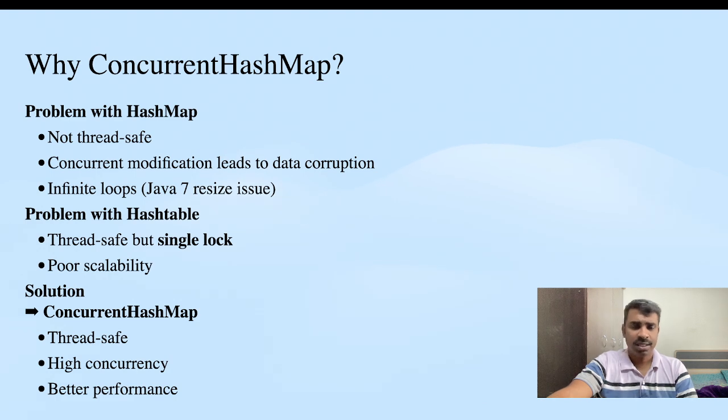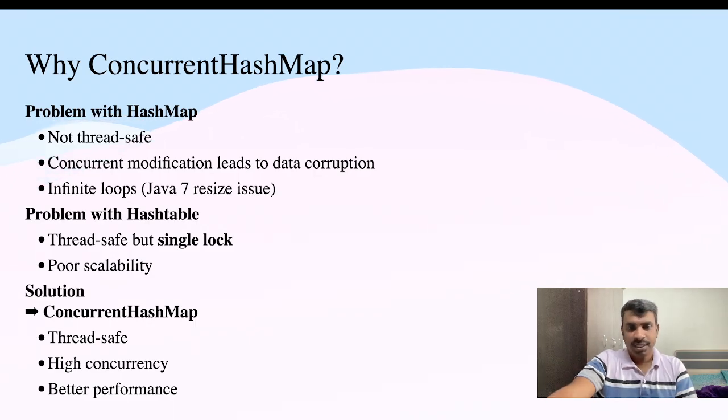Another option, Hashtable. Hashtable is thread safe, but it uses a single lock, meaning it will lock the entire table. So performance wise, it will be poor compared to ConcurrentHashMap. That's why we are not using Hashtable. Hashtable uses a single lock, meaning per table only a single lock will be there. But ConcurrentHashMap is not like that, which I will explain. So you have to understand the problem with Hashtable is it is thread safe, but it is single lock, so poor scalability.